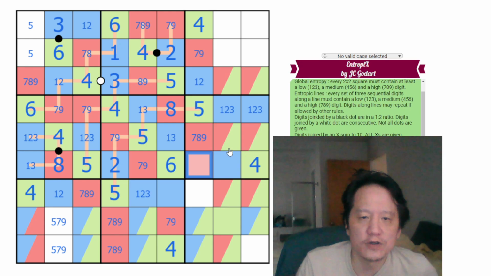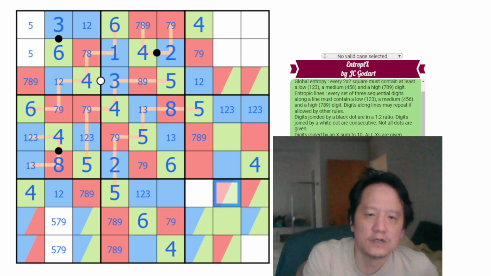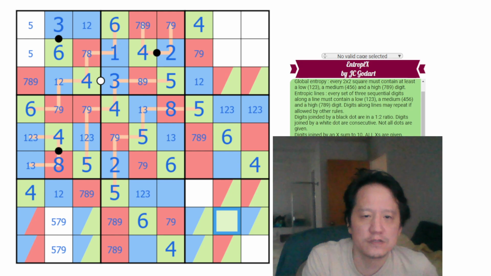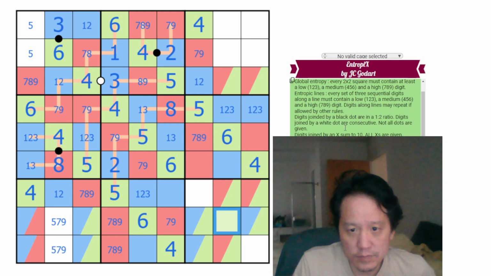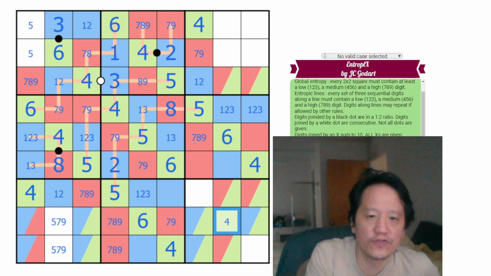Okay, so this is red, red, blue, so this can't be red. So it's green. This can't be green. Same logic here. This can't be blue, so this has to be green. This has to be blue. So this is a 6. This is 6. So this is 4 or 5.